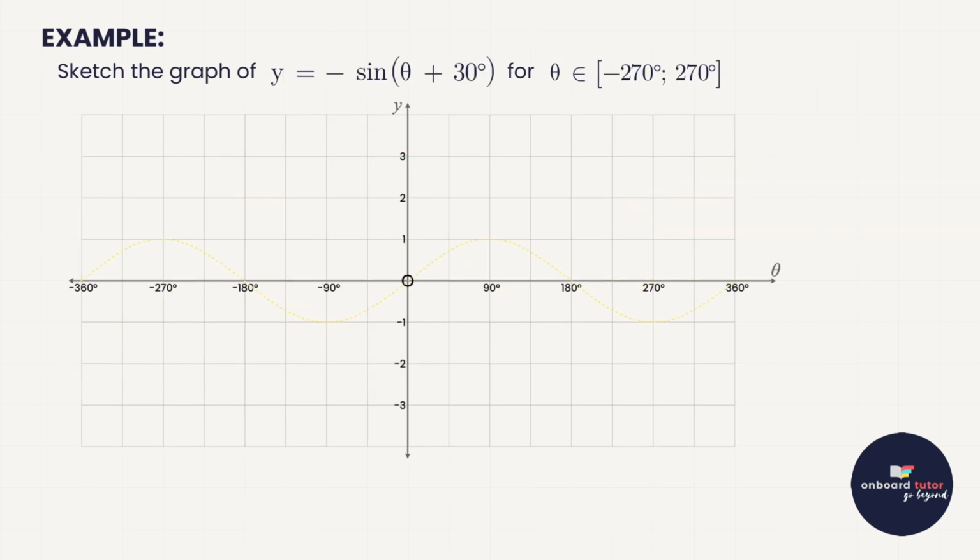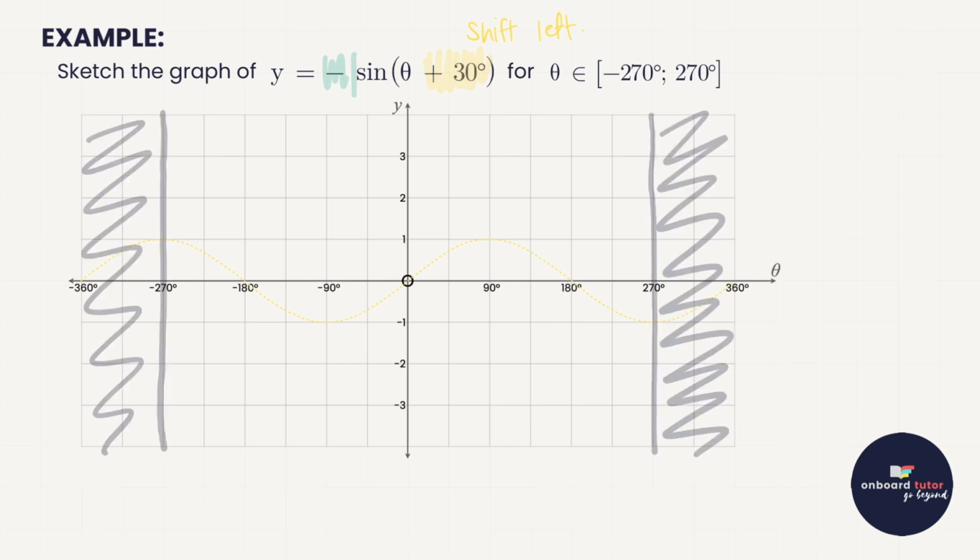Okay, one last example for this video. We need to sketch the graph of y is equal to minus sine theta plus 30. Okay, so I'm seeing again two changes. There's a change here to the a value, minus 1, and then there is something being added here to theta, so that's going to be a shift, and it's a plus 30 degrees, so I can tell you straight away we are going to shift to the left. Let's have a look at the domain they've specified there, from minus 270 to 270. So I don't want to draw anything outside of that domain.